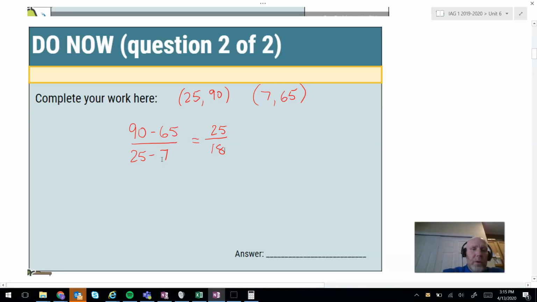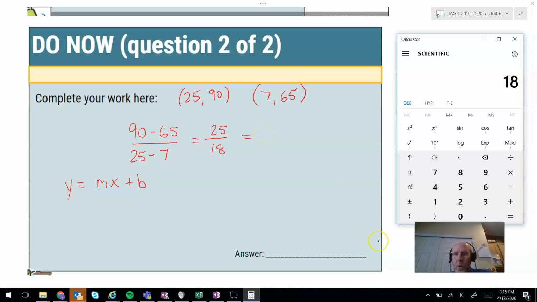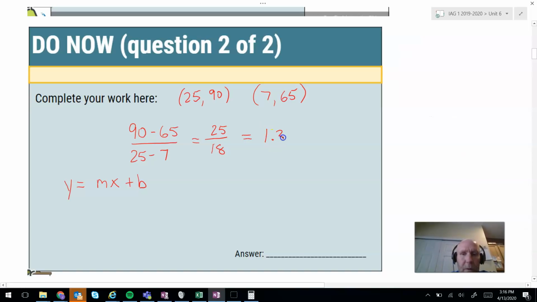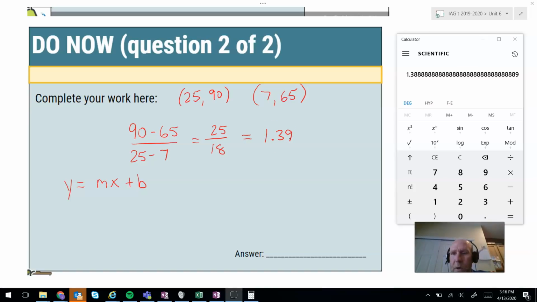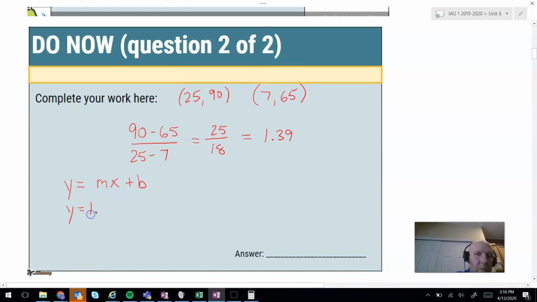That's a fraction that can't be reduced, but as we go into this format of y equals mx plus b, I think it's going to be better to just use a decimal this time. So I'm going to estimate it as a decimal, get my calculator out, and do 25 divided by 18. I'll call it 1.38. No, 1.39, because the next number after that 8 is another 8, which would round us up to 9. So I'm going to go with y equals 1.39 times x plus b.